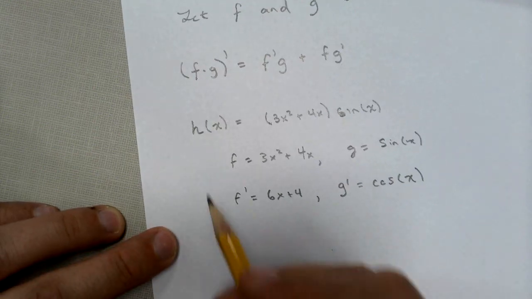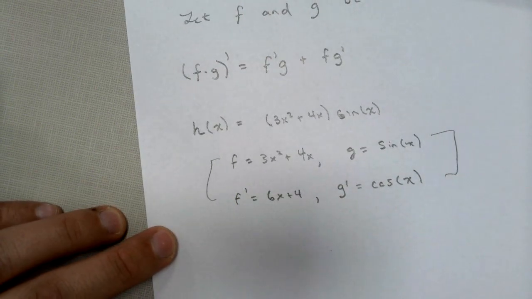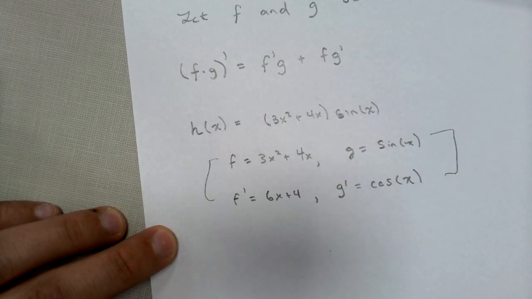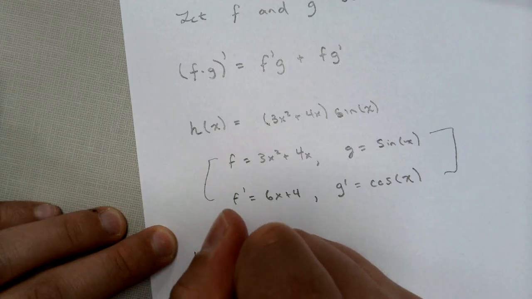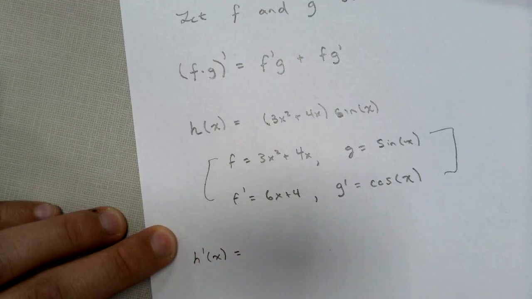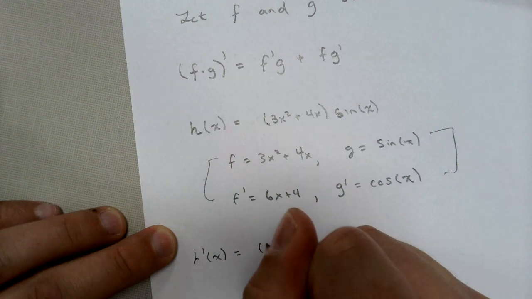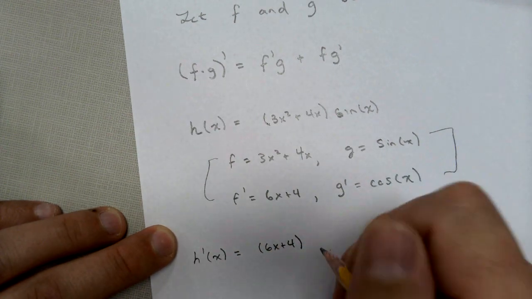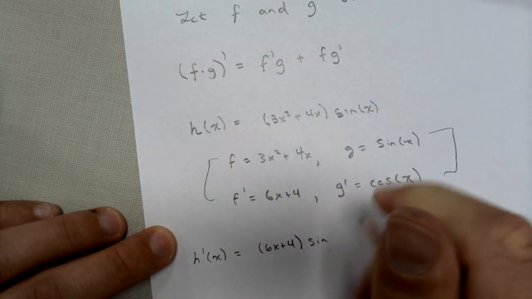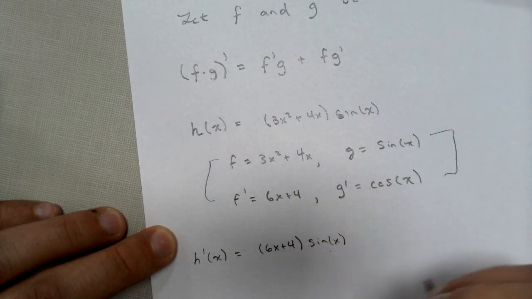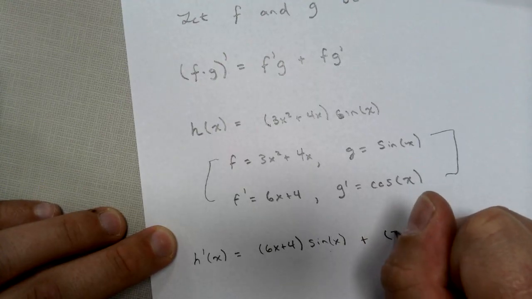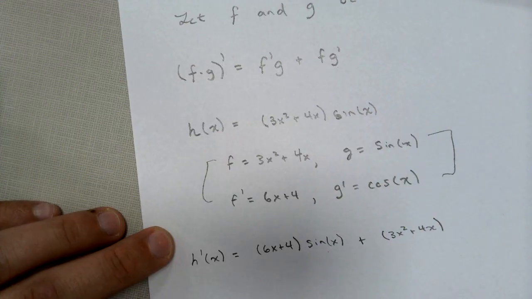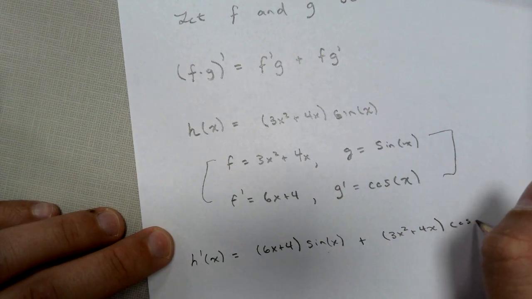Well, now we have all four pieces of information to plug into our product rule formula. So h prime of x is going to equal f prime, so that's 6x plus 4, times g, which is sine of x, plus 3x squared plus 4x times g prime, which is cosine of x.